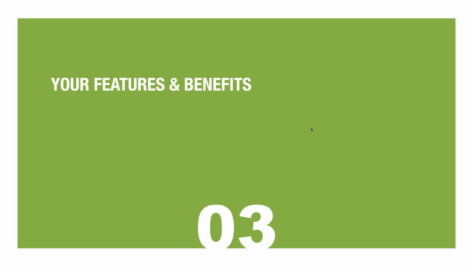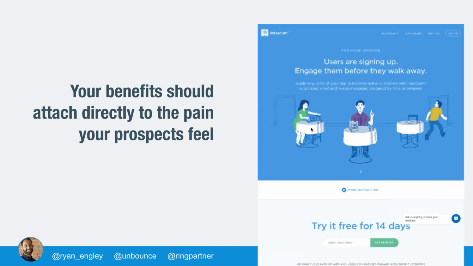Again, if you're bidding on particular keywords or search terms, you should have an idea of why people are bidding on those, why they have clicked the ad, why they have come to the landing page, and how the solution that you are proposing addresses their pain points. So features and benefits are all about pain points and problems. Your benefits should attach directly to the pain that your prospects feel.